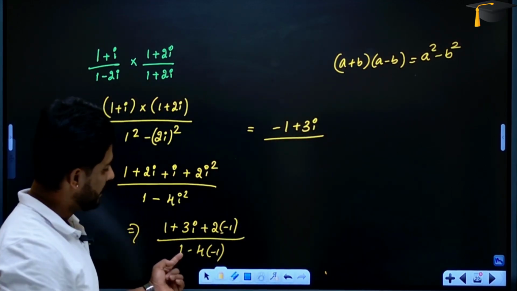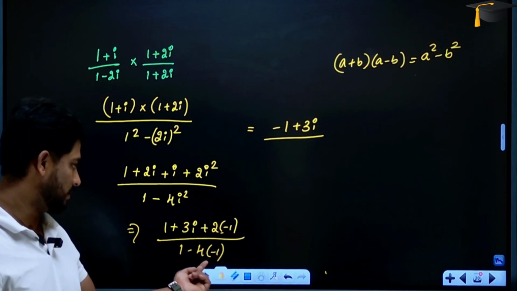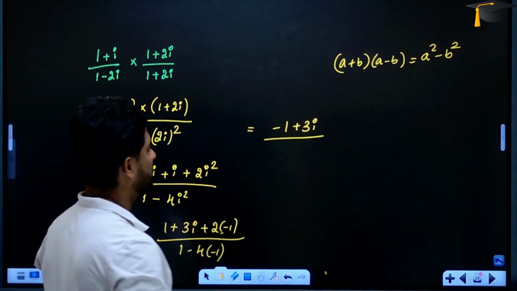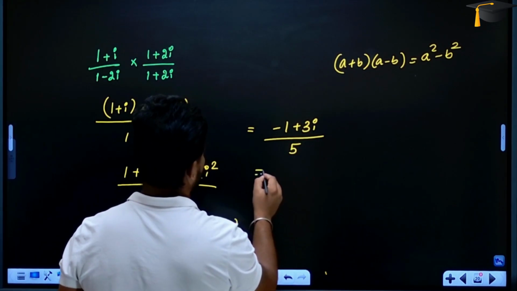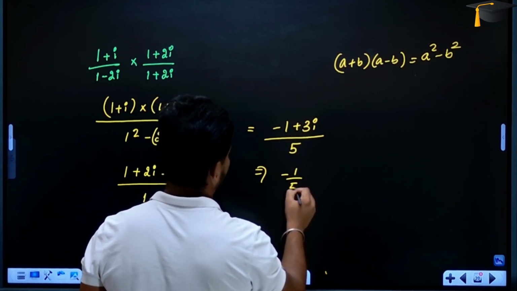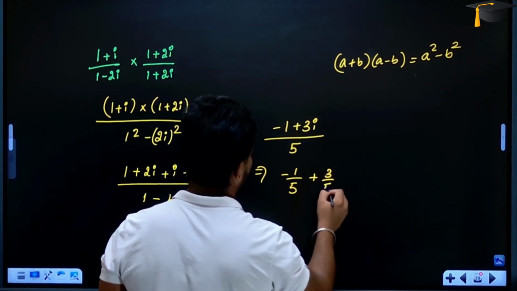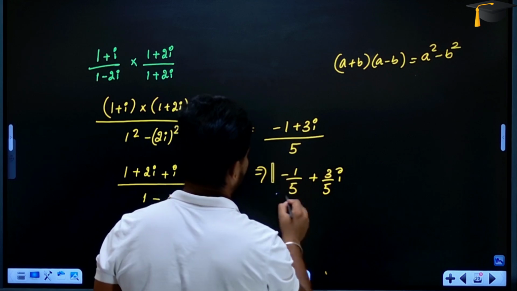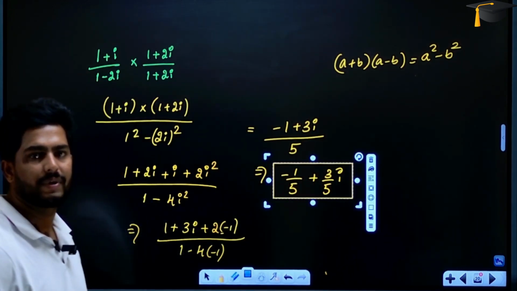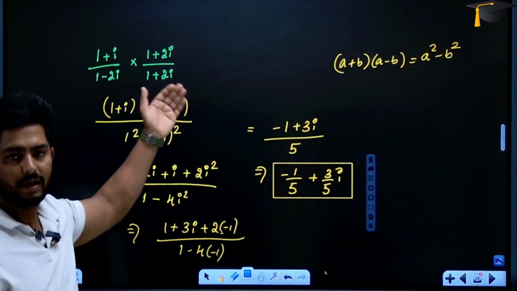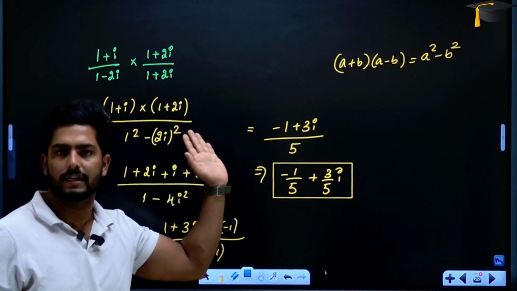So it is minus 1 plus 3i whole divided by 1 minus of minus 4, that is nothing but 5. So the answer is minus 1 by 5 plus 3 by 5 i. Okay, so this is the final answer. Doing this much is enough. Whenever you get rational form, that is, division form, go for rationalization, that's all.